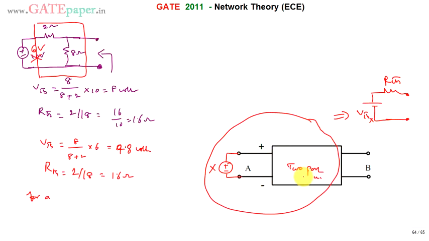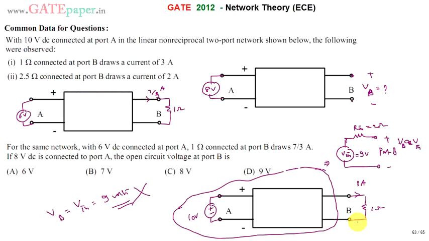The equivalent circuit will have the same RTH value, but a different VTH, which is directly related to the X value. So we cannot say the same VTH is going to be valid for 8 volts. For 10 volts it is 9 volts, but for 8 volts it will be a different one. That different one you should calculate, that will be the answer.